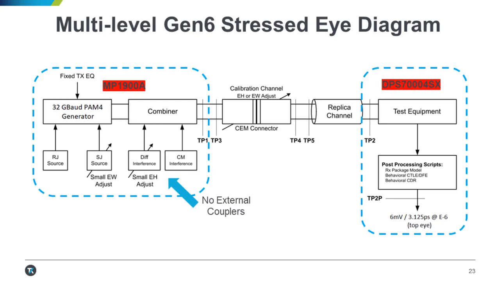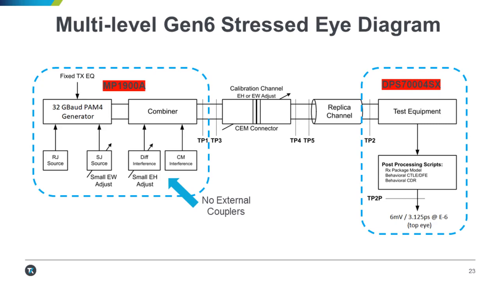Moving to the right, we've got our physical channel that's used for calibrating the stress eye signal that's representative of what you'd see in a true channel. And then on the right side, you've got the real-time oscilloscope. Shown here is the test equipment. You're capturing either step responses or waveforms, and then you've got a post-processing step where you're applying clock recovery and receiver equalization with those behavioral models we've looked at defined in the spec for CTLE and DFE.